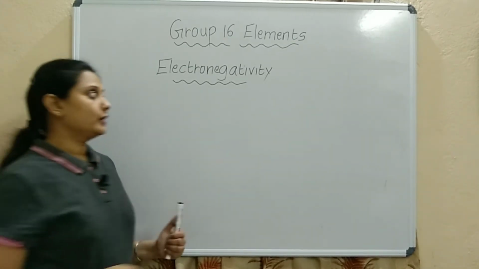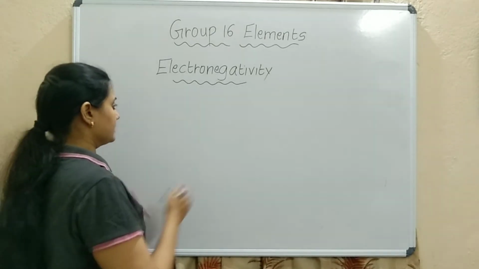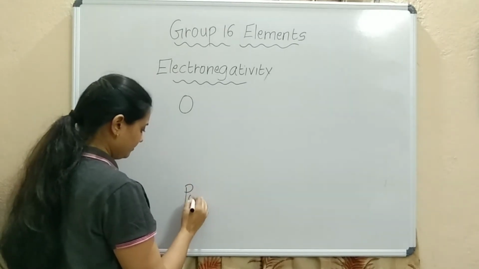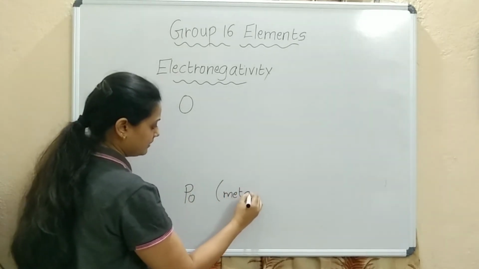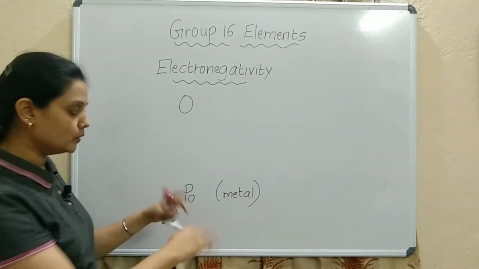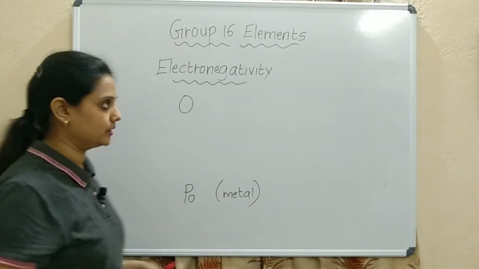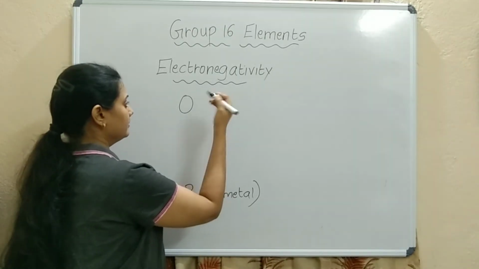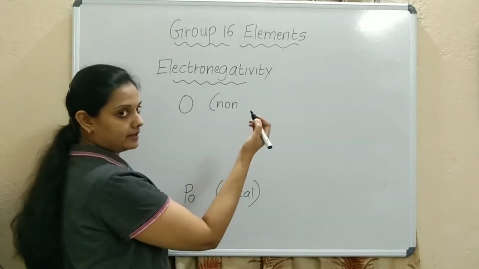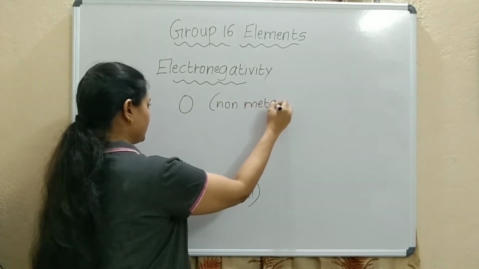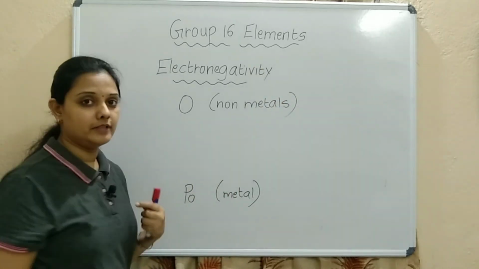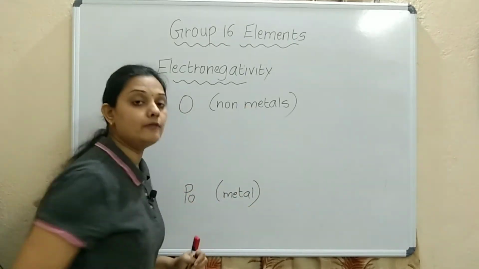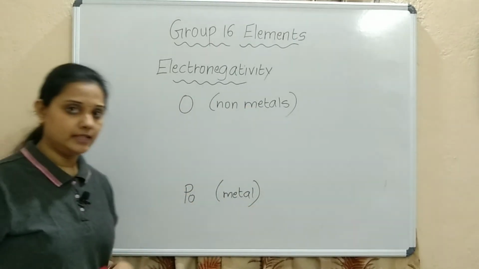So let's talk of the electronegativity. Down the group as we move, we are moving towards the metal, correct? Polonium, that is a metal, and metals will be electropositive in nature. They lose electrons and become electropositive. But oxygen, it is a non-metal, it will gain electrons and become a negative ion, right? So down the group, what will happen? Electronegativity goes on decreasing. Correct? Seeing the character itself, you can say down the group electronegativity decreases.